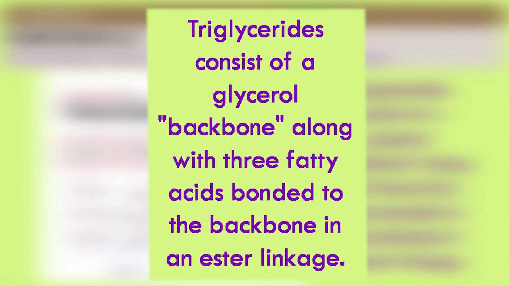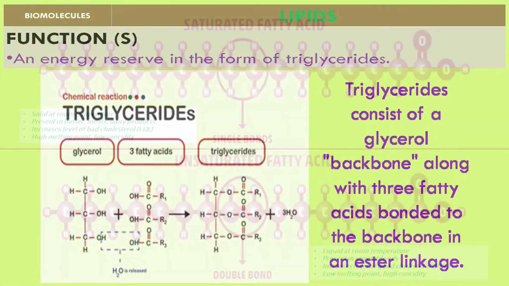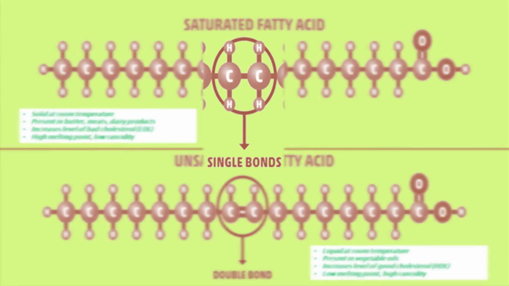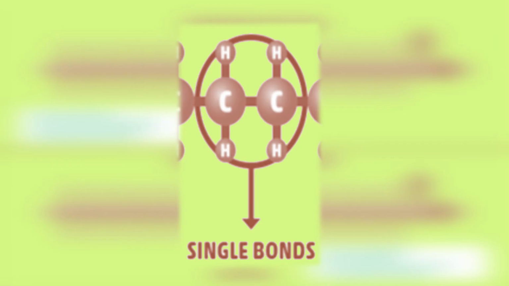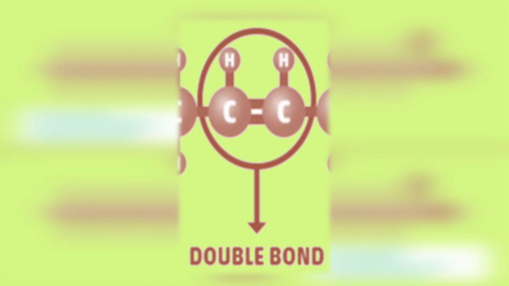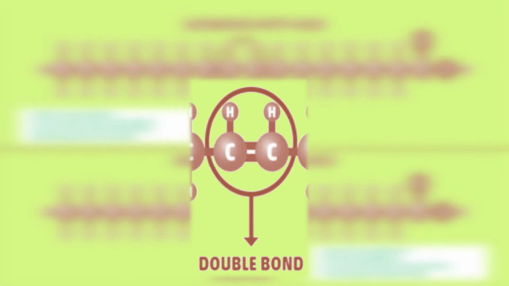Triglycerides consist of a glycerol backbone with three fatty acids bonded to the backbone in an ester linkage. This is the structure of unsaturated and saturated fatty acids. The difference between saturated and unsaturated fat lies in the number of double bonds in the fatty acid chain. Saturated fats lack double bonds between the individual carbon atoms, while in unsaturated fats, there is at least one double bond in the fatty acid chain.